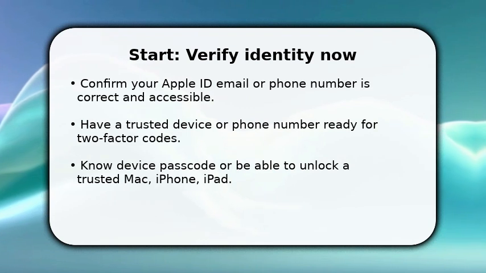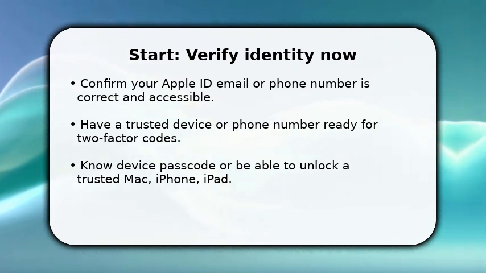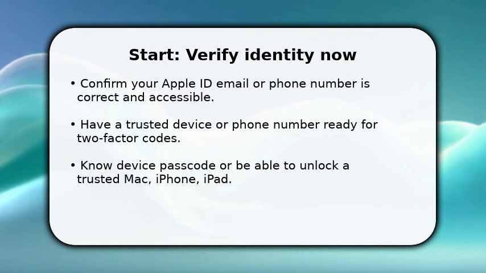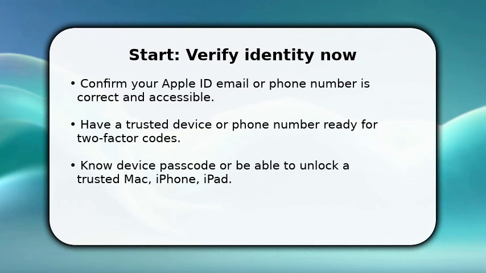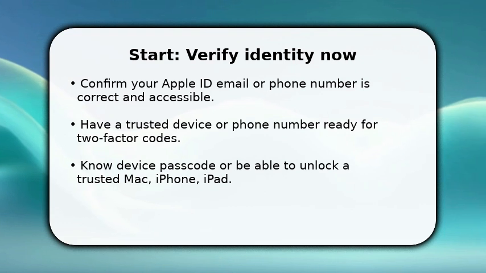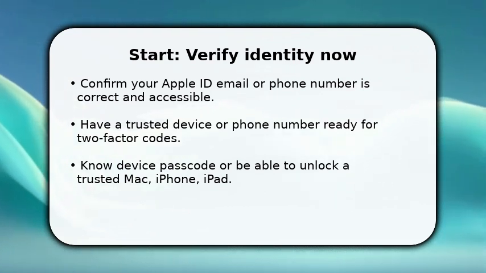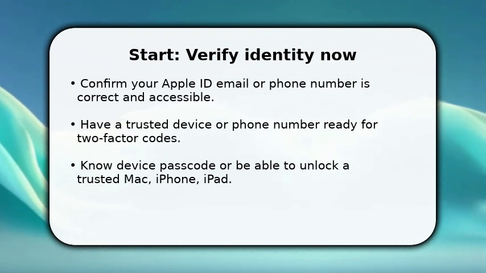Open Settings on a trusted iPhone or System Preferences on a Mac and check the Apple ID line. If you can unlock a trusted device, you can request a verification code quickly. Once you have access to that device, make sure Do Not Disturb won't block messages and be ready to enter the code into the reset flow to prove it's you.